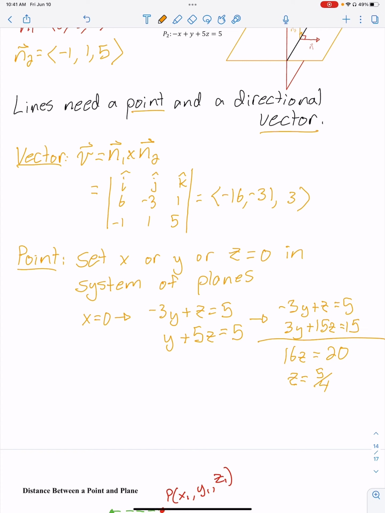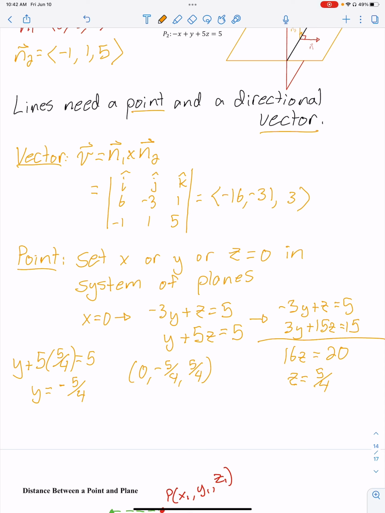Now I just go back to my equations. So y plus, and I'm plugging in that z, 5/4 equals 5. If you work that out, you get y equals -5/4. I would encourage you to do that. Then we go back to one of our original equations. I'm going to use P2, and plug all that in. We have a z and we have a y. We actually don't need an x, since x was 0. So we have a point. The point is 0, -5/4, 5/4.